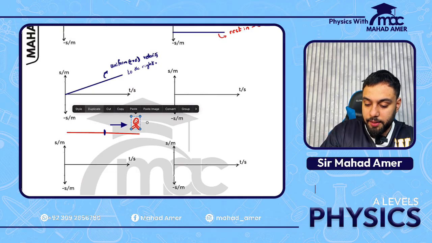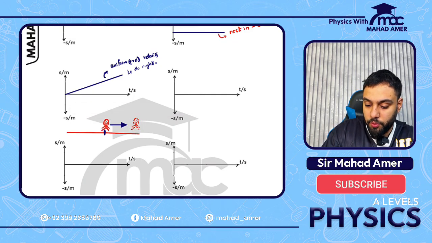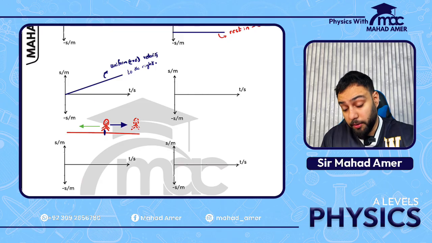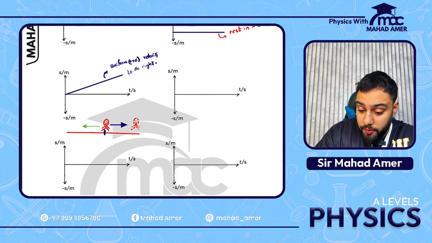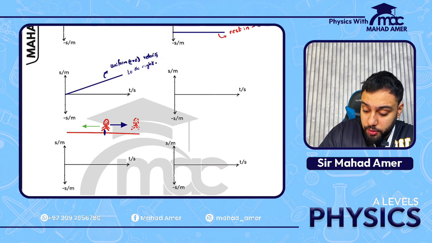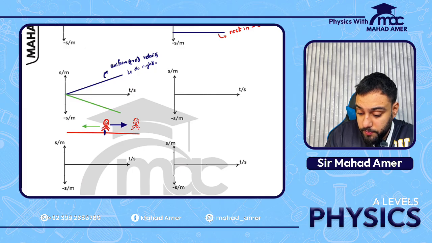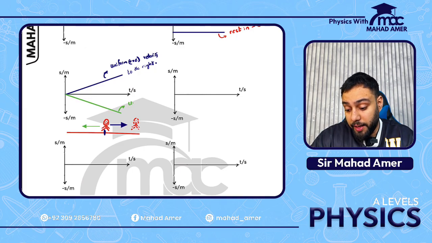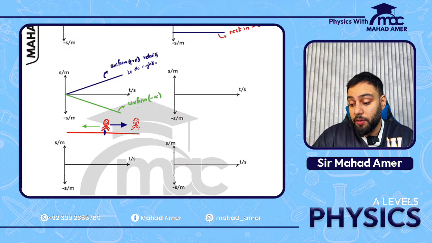What if I was starting at a starting point? Let me just use green color for this one. And I move to the left with a uniform speed. So if I were to move to the left, this is the graph. I'm still moving in uniform negative velocity to the left.